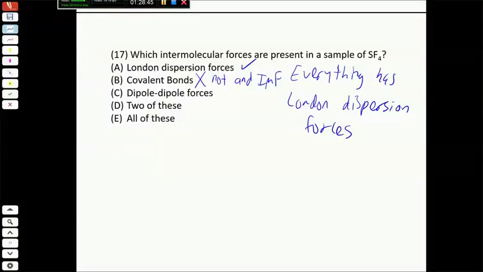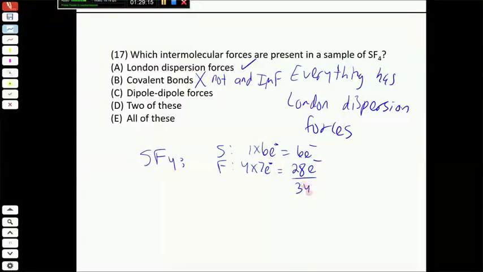And then the last one is, does this have dipole-dipole forces? To evaluate this, we need to know whether the molecule is polar or nonpolar. We can't just look at the formula and tell. We have to draw it out. As a review of Chapter 4, if we have SF4, we have sulfur and fluorine. We have 6 valence electrons from sulfur and 4 fluorines that each contribute 7. That comes from the periodic table by looking at the group numbers. So this has 34 total valence electrons.